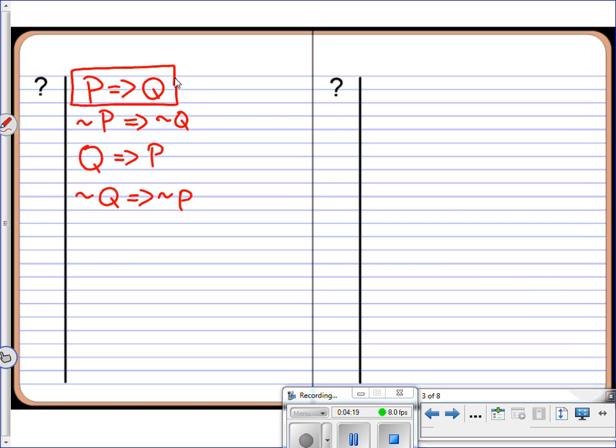Okay, and then I wrote some other variations of that, and what I want you to do is on the left or the right hand side of each one of those, write down which one's the inverse, which one's the converse, which one's the contrapositive. All right, put me on pause and see if you can do that on your own.